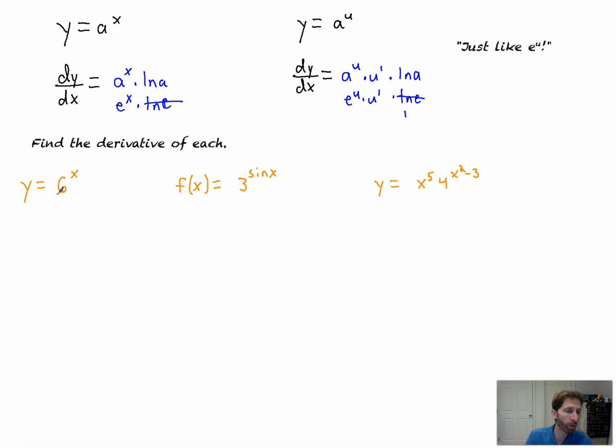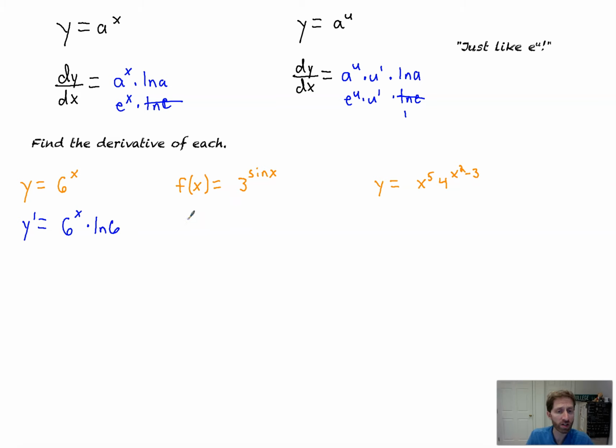So now we're going to go over what happens when the base is not just e. You use your formula. That's it. So this is going to be the derivative of that, y prime, is still 6 to the x times 1, right? So 6 to the stuff, d stuff is going to be times 1 times ln of 6. That's it. That's your derivative.